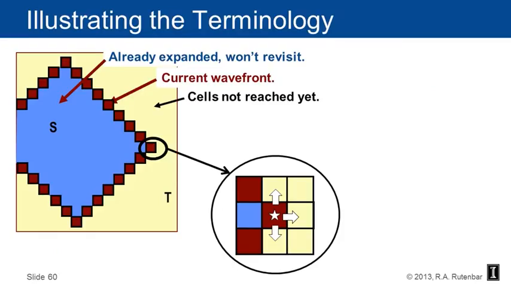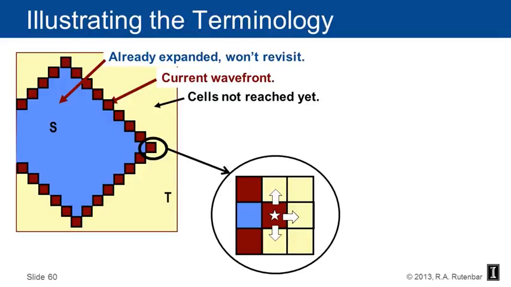I've got a nice picture here on the next slide. I've got a great big yellow box, which is the routing area. It's got a source and a target in it. There's a big blue diamond. It's already expanded. I won't revisit those cells. The source is in the middle there. There is the current wavefront, which are the red cells on the edge, little red boxes. I've got a blow-up of one of those red boxes and its neighborhood, the 9 cells of the neighborhood, including the source cell. The yellow stuff are the cells we've just not reached yet. And so I've zoomed in on the little pointy end of the wavefront there. There's a red cell in the center that's on the wavefront.